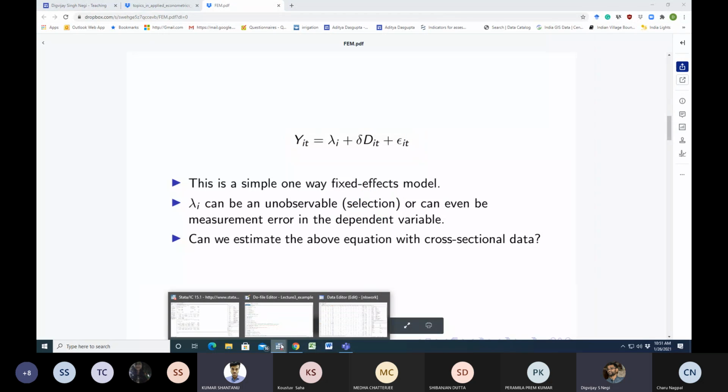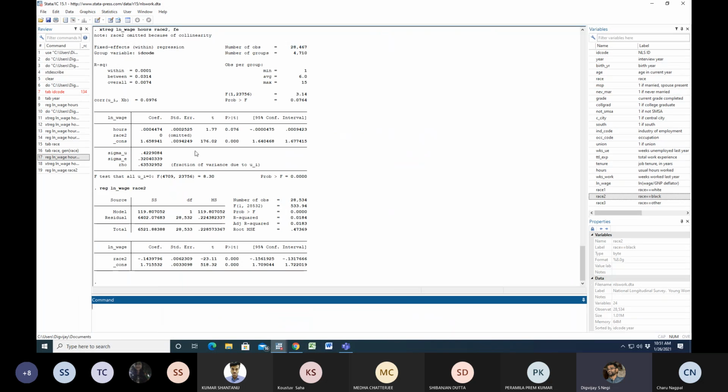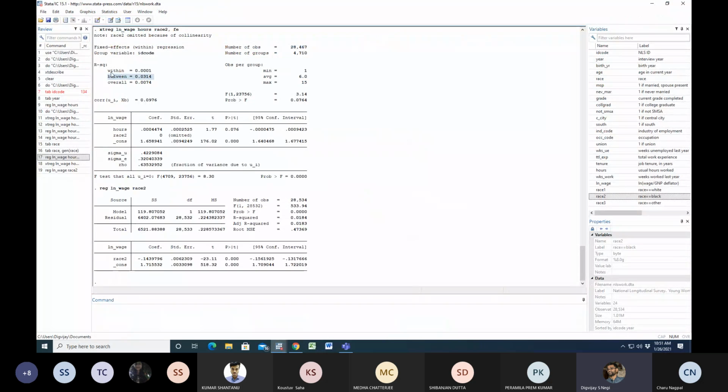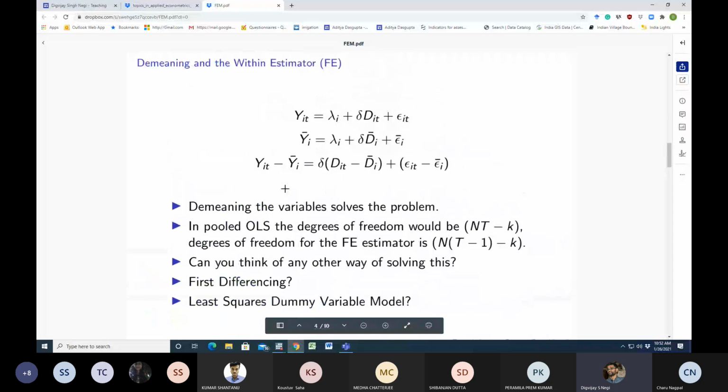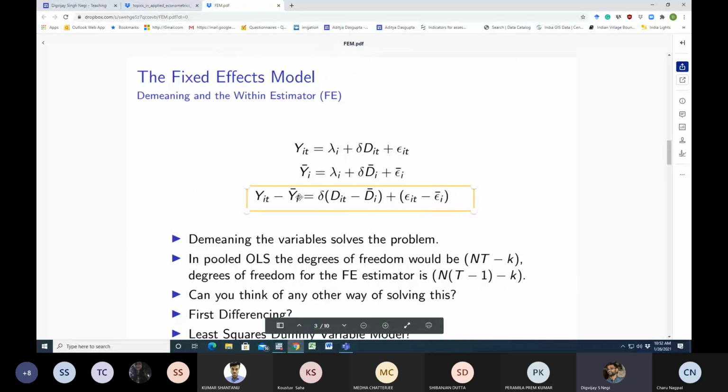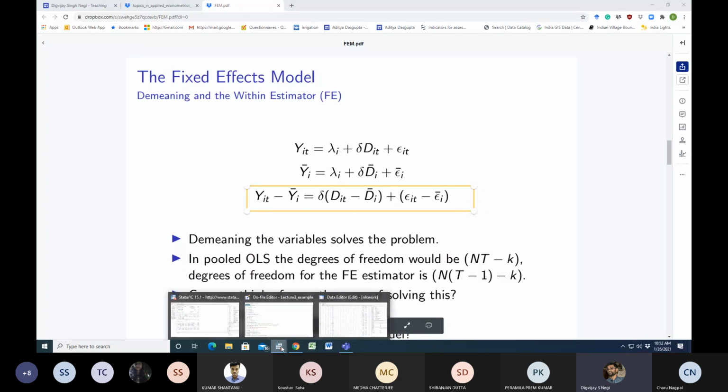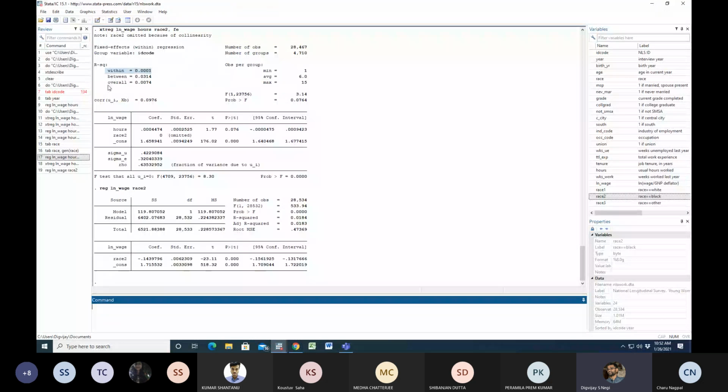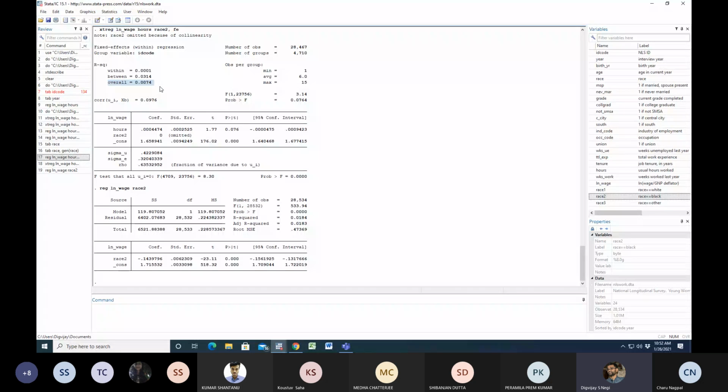So going back to what we were talking about. What is this between R square? We know what the within R square is. Within R square is the R square of the OLS regression after demeaning. Going back to the slides, once you demean and you run this regression, the R square of this regression is the within R square. Overall is just the simple OLS R square.